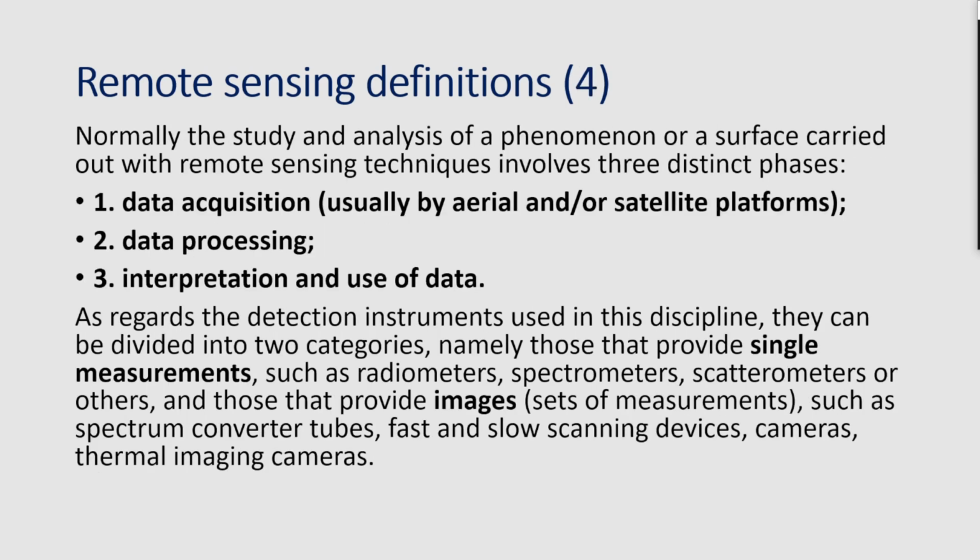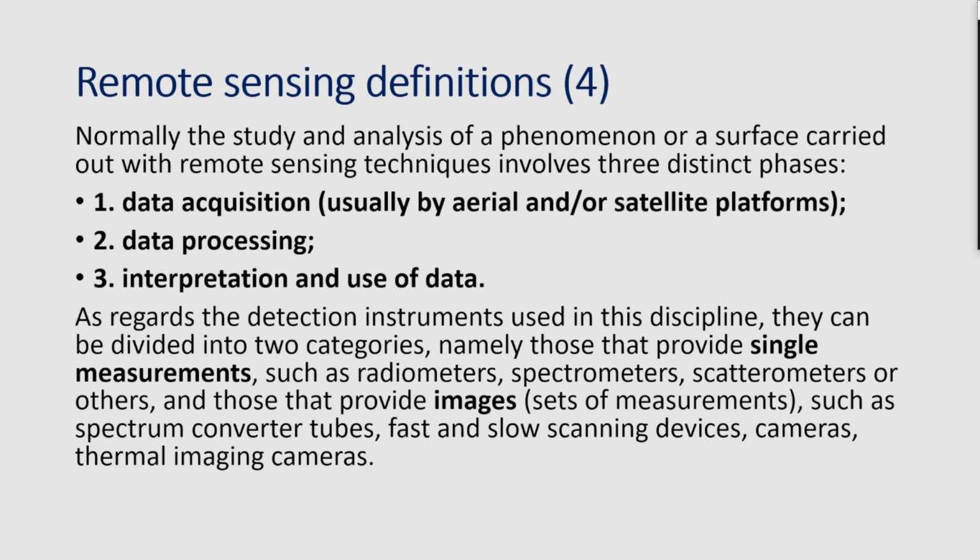Remote sensing definitions, 4. Normally the study and analysis of a phenomenon or a surface carried out with remote sensing techniques involves 3 distinct phases. 1. Data acquisition, usually by aerial and or satellite platforms. 2. Data processing. 3. Interpretation and use of data.